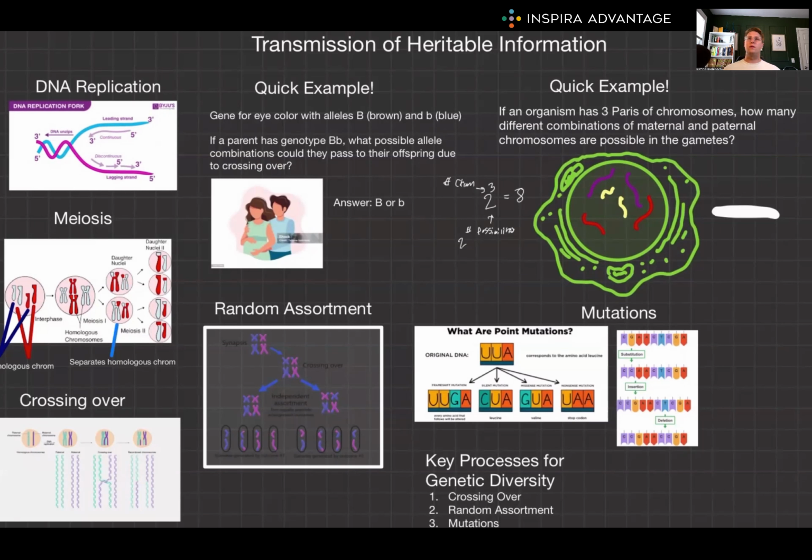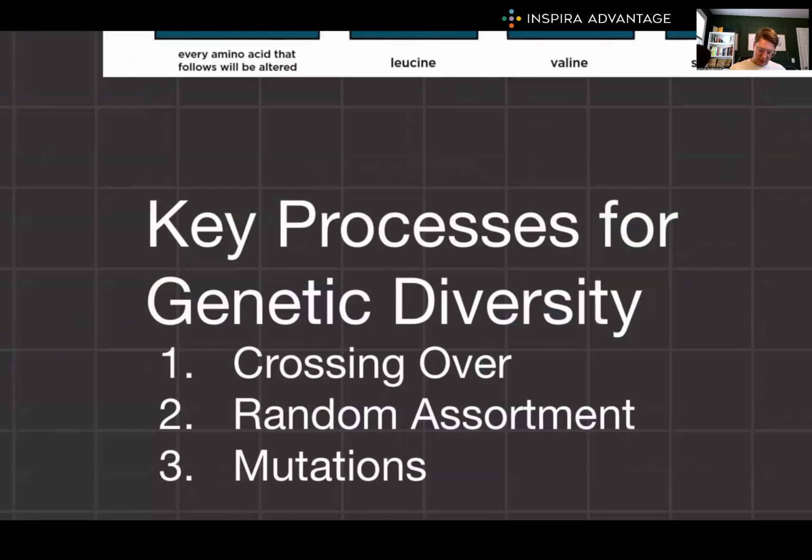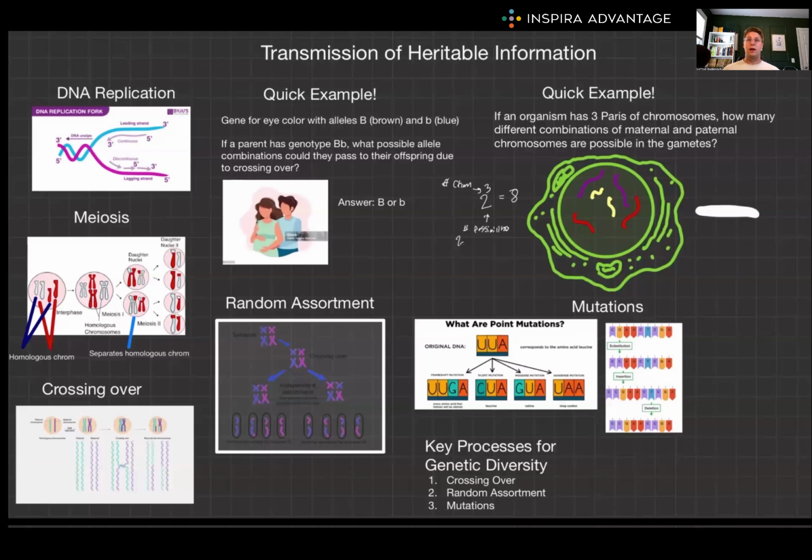To wrap up, let's review the key processes that contribute to genetic diversity. The big number 1 is crossing over during prophase 1. Number 2 is the random assortment of chromosomes, and 3 is mutations. And we will do videos doing deep dives into these 3 topics because they are that important. So please watch those videos as well. Together, these processes ensure that an individual, except identical twins, has a unique genetic makeup, contributing to the amazing diversity we see in life on Earth.